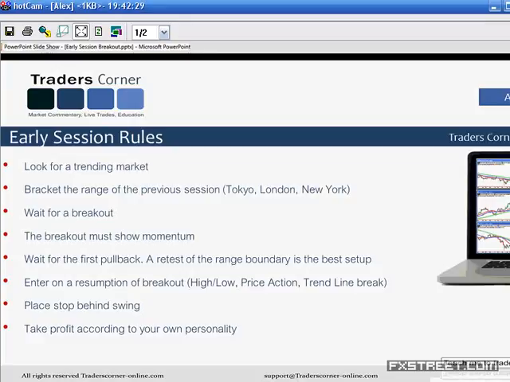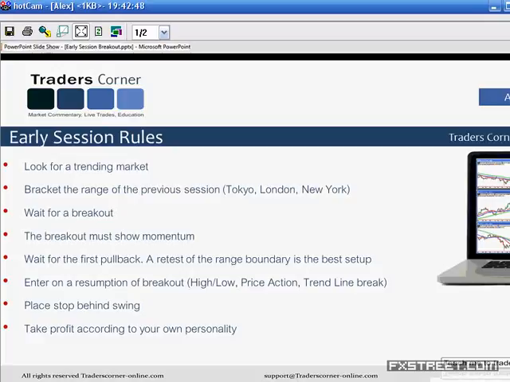So once we've entered on the resumption of the trend, we're then looking to place our stop behind the swing. The reason that I put it behind the swing is that I feel like if it breaks the swing, it's going to break back down into the range. And if it breaks back down into the range, then the setup is invalidated.